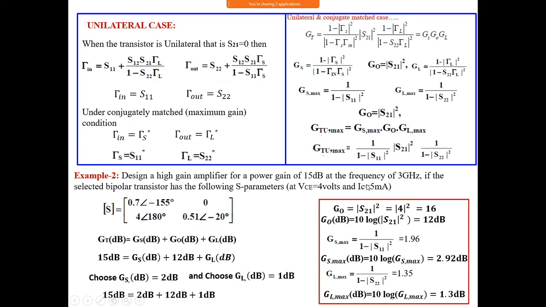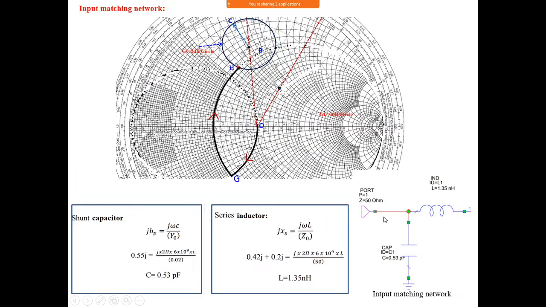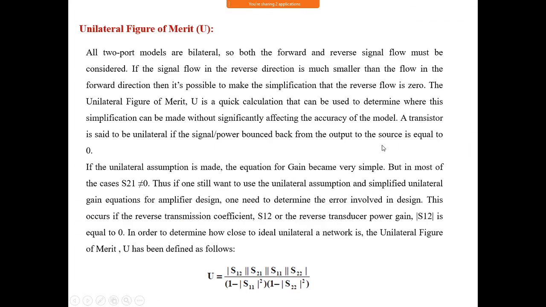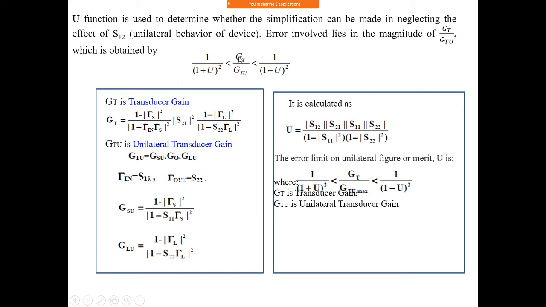That I have given you. What is that GTU maximum? Here itself I have given. Here, GTU maximum is GS maximum, G naught and GL maximum. You calculate whatever the value here. In ratio it is this, and this is in dB. So you put that in this equation. This is GT; the problem will specify GTU maximum. You calculate GS maximum plus GL maximum plus G naught, that gives GTU.